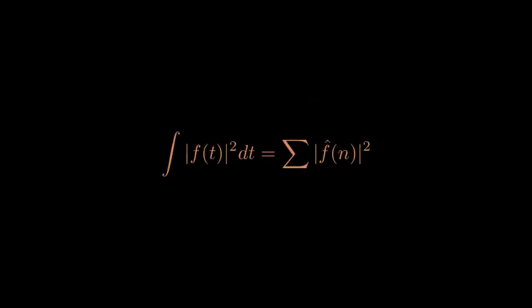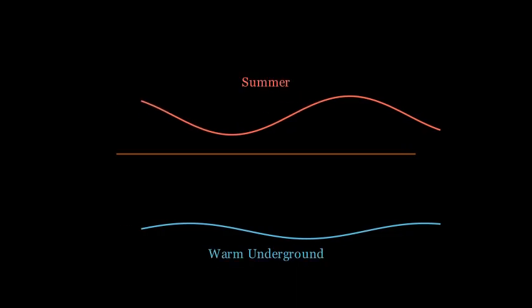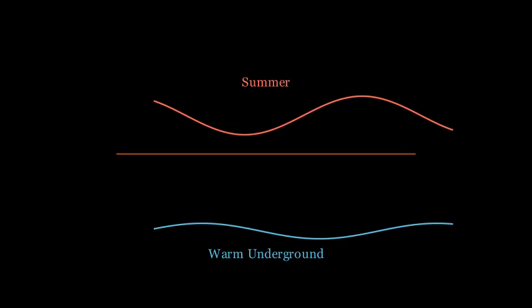The energy in the time domain equals the energy in the frequency domain. Energy is preserved. Fourier actually invented this to solve the heat equation. Consider the cellar phenomenon. Deep underground, seasonal temperature changes are damped and shifted. It's cool in summer and warm in winter, because the wave of heat takes 6 months to travel down there.